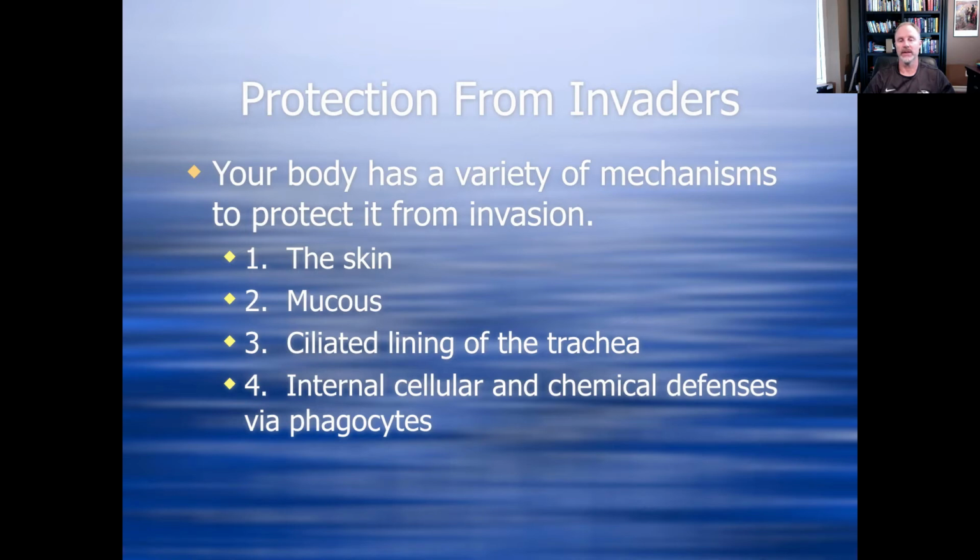You've got the skin, you've got the mucous membranes, you've got the ciliated lining of your trachea, and then you've got a variety of internal cellular and chemical defenses that work together along with these phagocytes in order to get rid of the things that are potentially making you ill or are in fact making you ill.